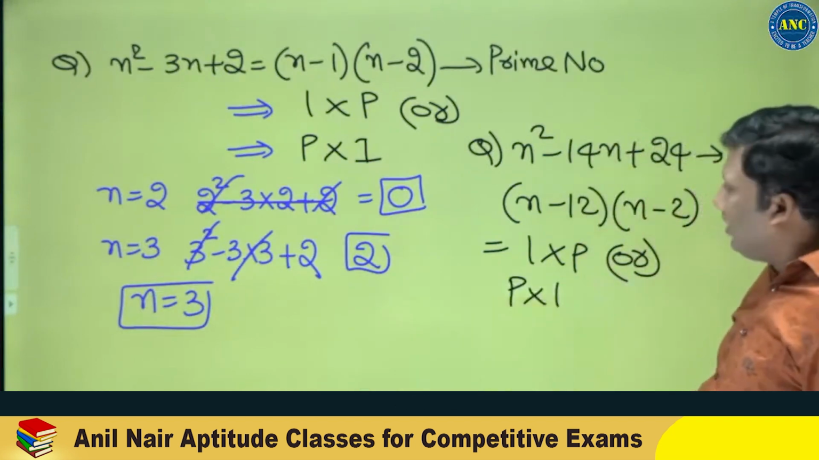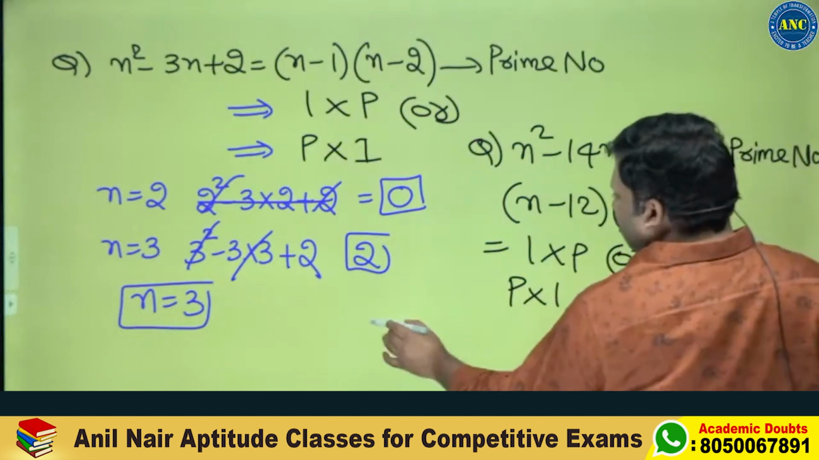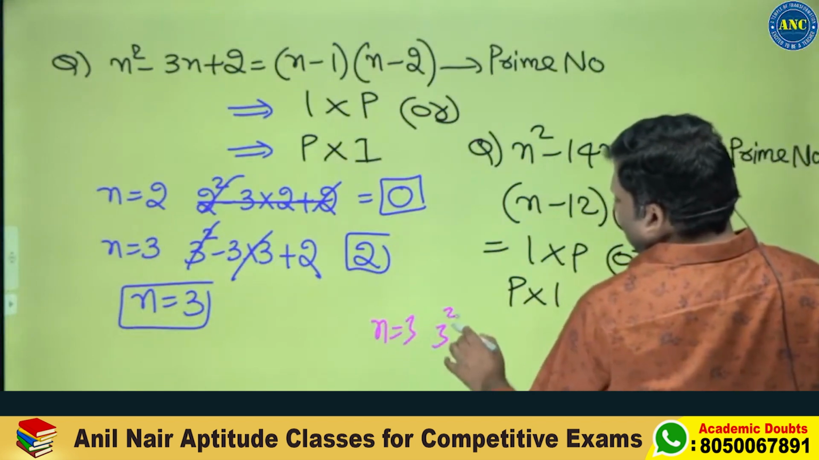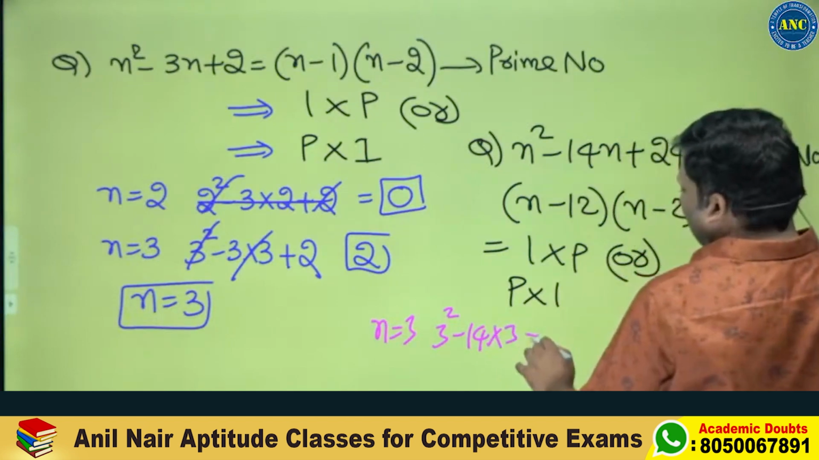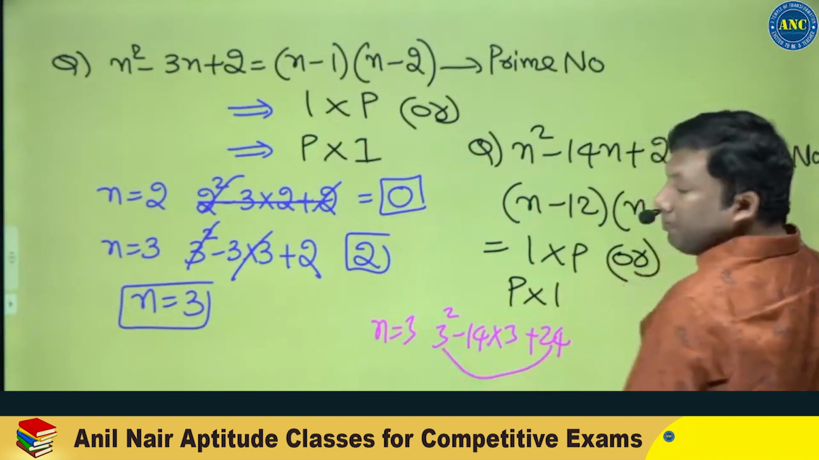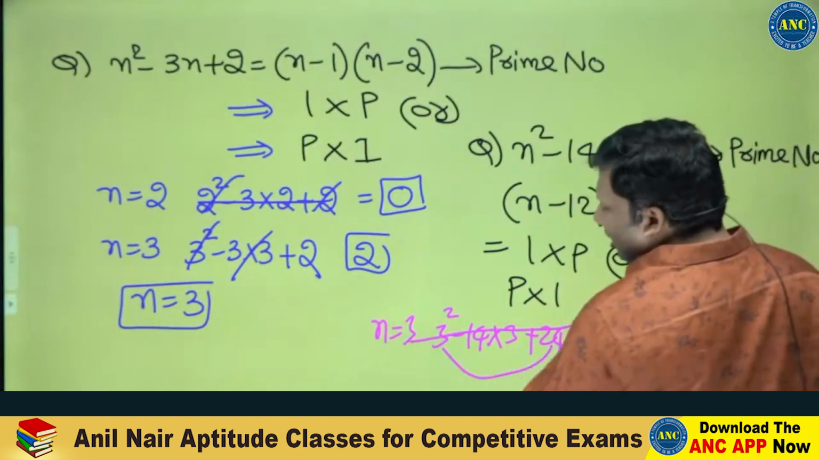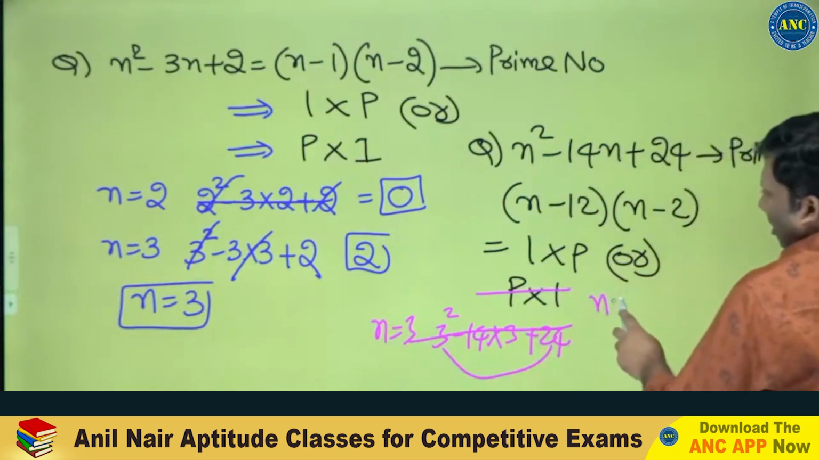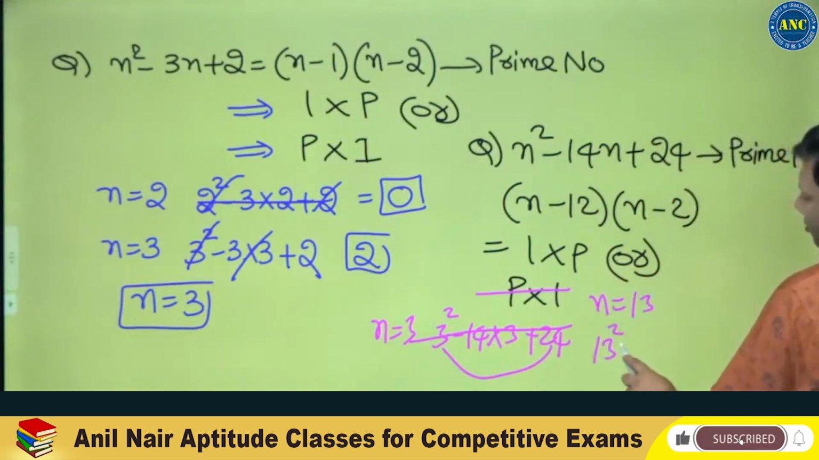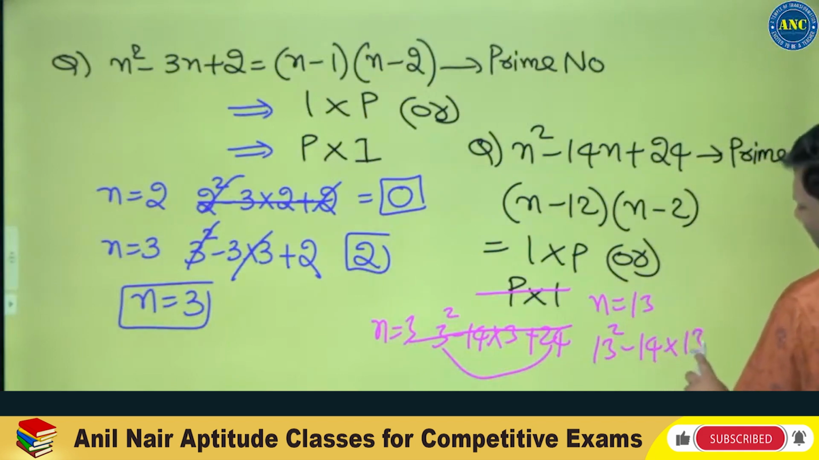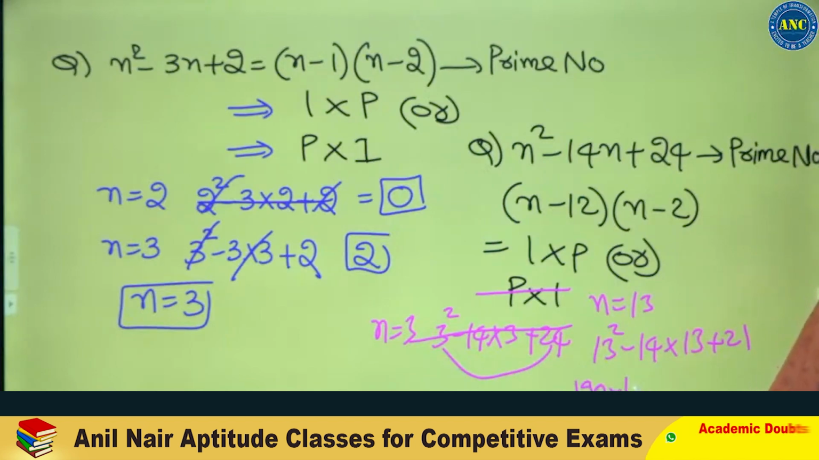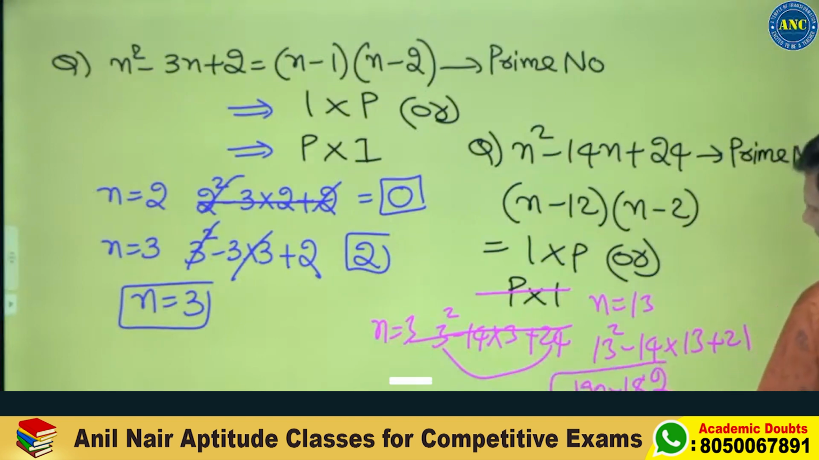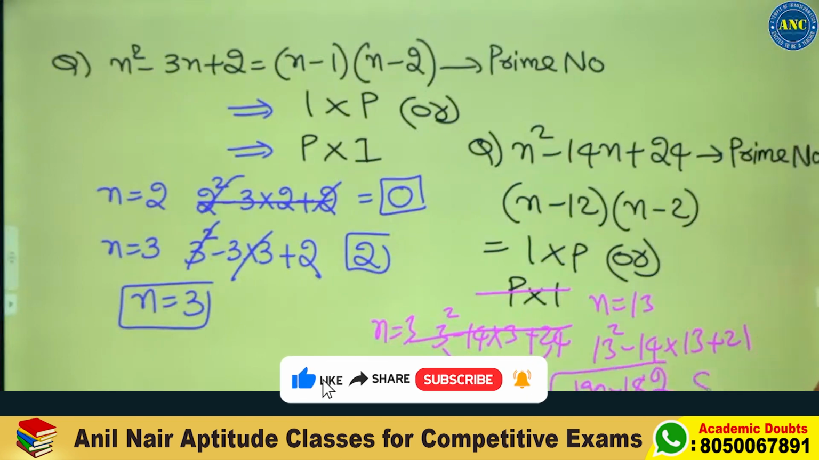Same logic like this. So if n minus 2 is 1, n value is 3. 3 square minus 14 into 3 plus 24: 24 plus 9, 33, minus 42. Negative. Not possible. Second case, n is 13. 13 square minus 14 into 13 plus 21. 169 minus 182.